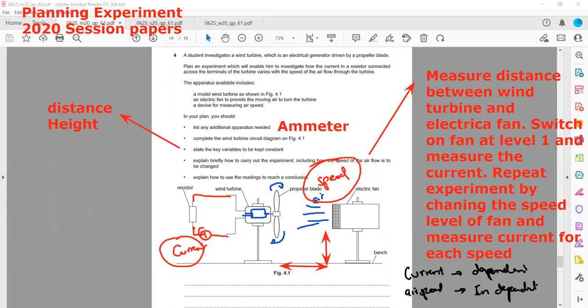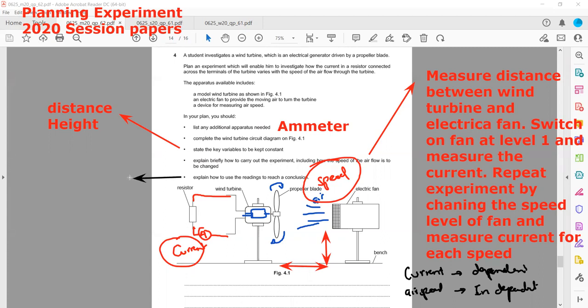So when you are measuring two quantities, it is better that you mention which is dependent and which one is independent, even if they did not ask for it. Whenever you are writing the procedure, you should mention independent and dependent variables as well. So current produced depends on the wind speed. So current is a dependent quantity, whereas wind speed is what we are only changing, so that is independent. Then the last part: explain how to use the readings to reach a conclusion.